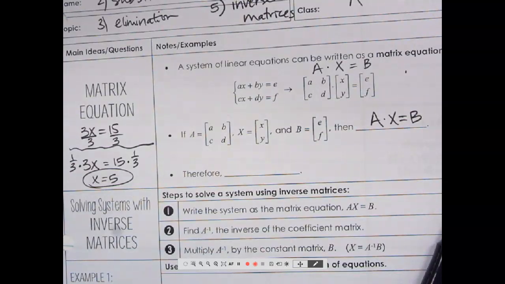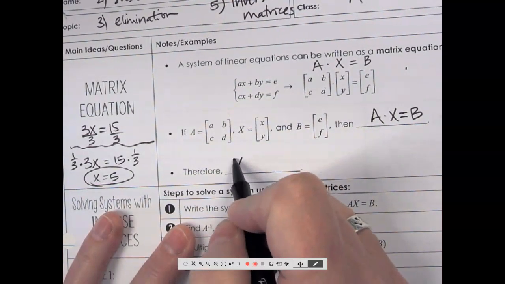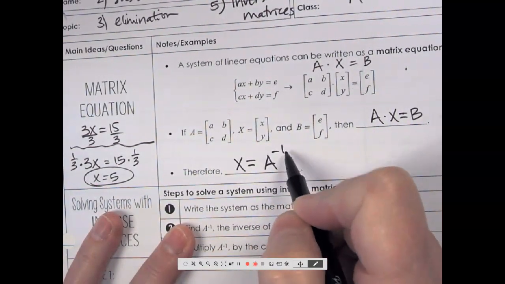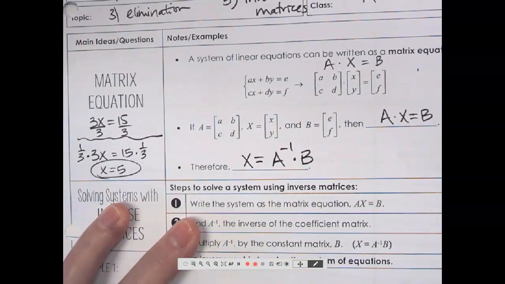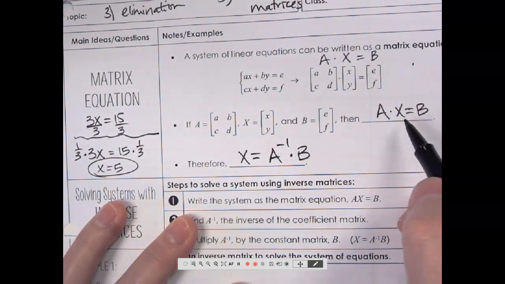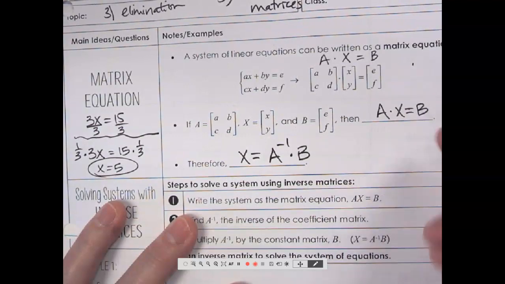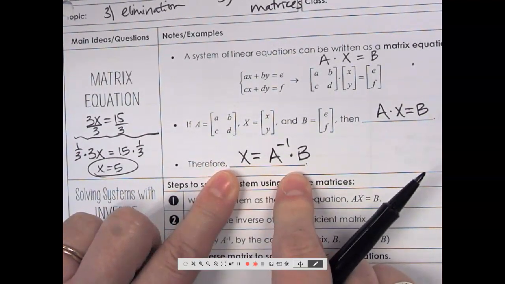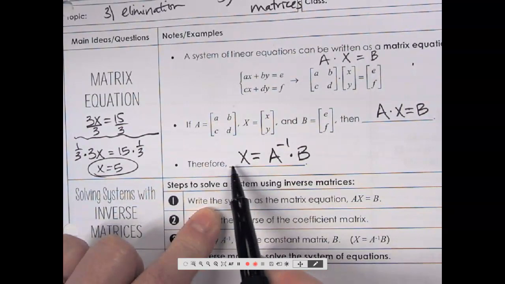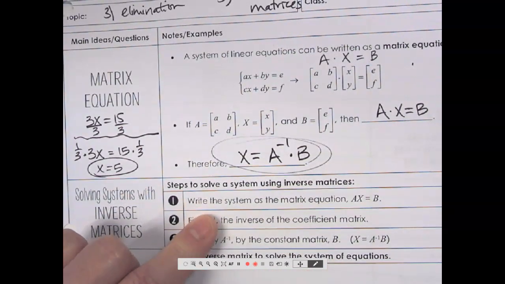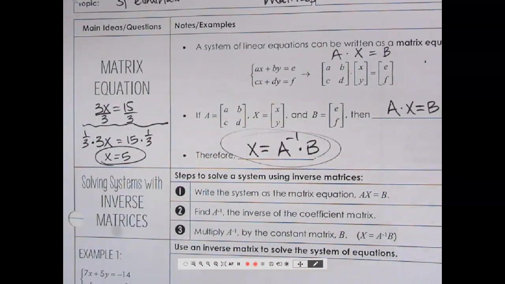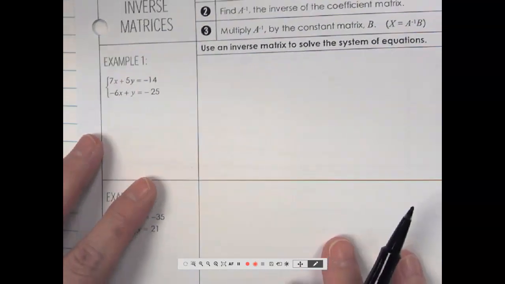Everyone's looking at me. Divide by A. Or multiply by what? Okay, the inverse of A, right? Right, so what I'm going to do is say that X equals A inverse times B. So multiply both sides by A inverse gets me this. So this is how we're going to solve systems of equations today. All right, so let's take an example down here and I'll walk you through it step by step.